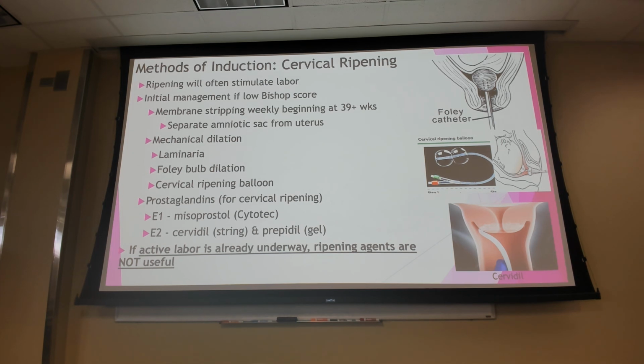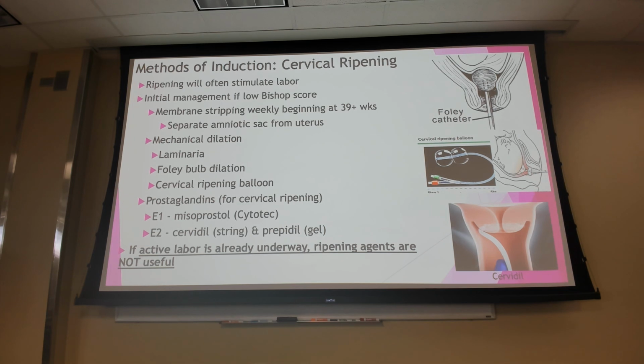So if we have a low Bishop score, we've got to focus initially on cervical ripening. Okay? Cervical ripening, they're trying to thin and dilate that cervix in preparation for labor and then ultimately delivery. And the first thing they can do is something called membrane stripping. This is not rupturing the amniotic sac. This is purely stripping the amniotic sac away from the endometrium, away from the lining of the uterus. And oftentimes, just by doing that, that will cause dilation or ripening of the cervix.